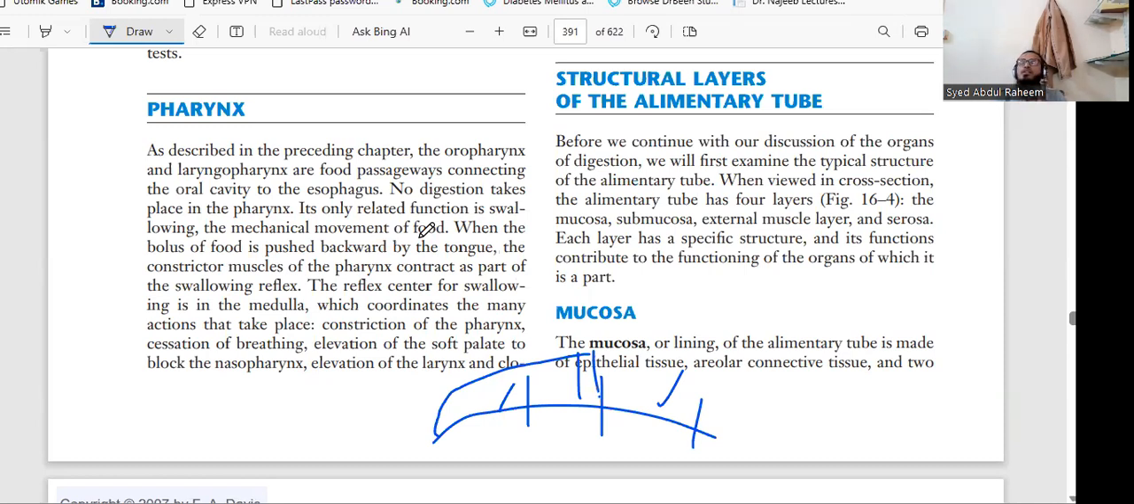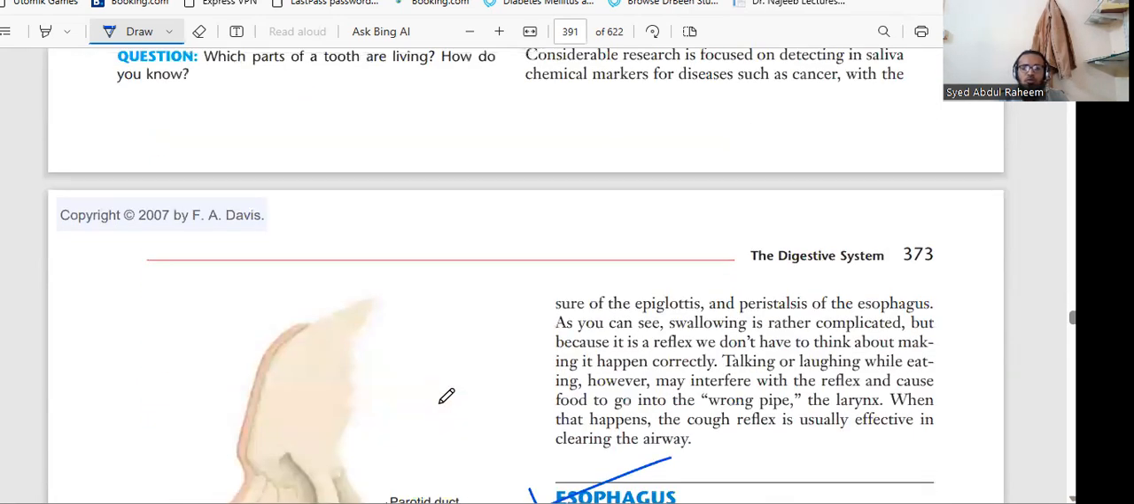So this is the oropharynx, laryngopharynx. When the bolus of food is pushed back on the tongue, the constrictor muscles of the pharynx contract as part of the swallowing reflex. The reflex center for swallowing is the medulla, which coordinates the many actions that take place: constriction of the pharynx, cessation of breathing, elevation of the soft palate to block the nasopharynx, elevation of the larynx, closure of the epiglottis, and peristalsis of the esophagus.